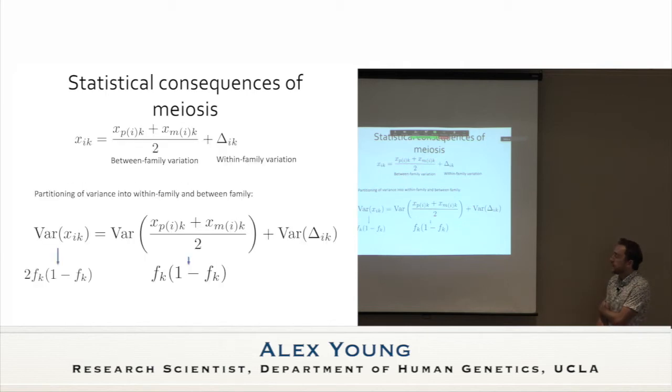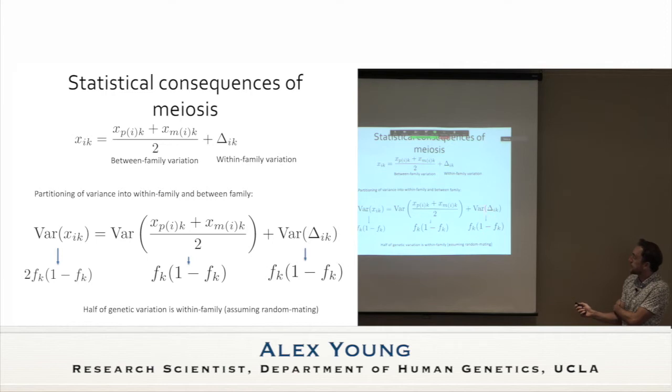We can ask how much variation is in each component, and I think this is often a surprise to people who haven't seen the result before. We're assuming random mating here. The variance of the individual's genotype is 2f(1-f), and the variance of the average parental genotype is just f(1-f), so averaging reduces variation. Then, by subtraction, the variance of the segregation genotype is f(1-f). What that implies is that half of the genetic variation is within families.